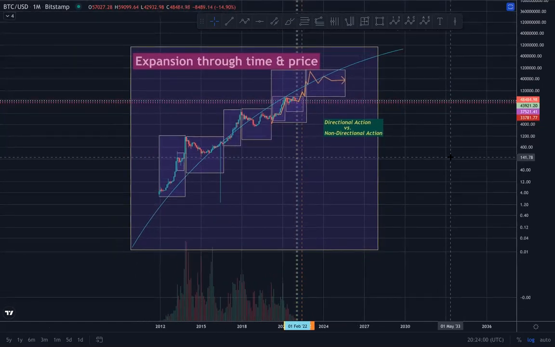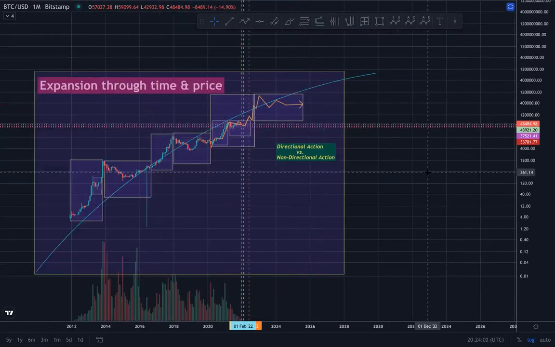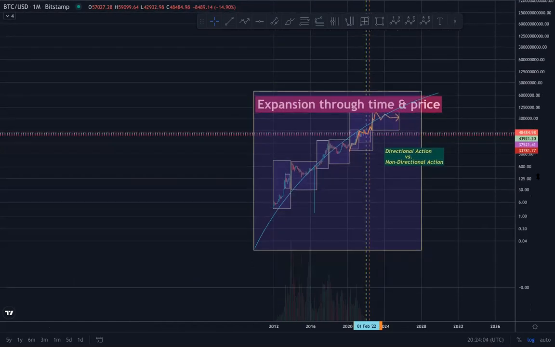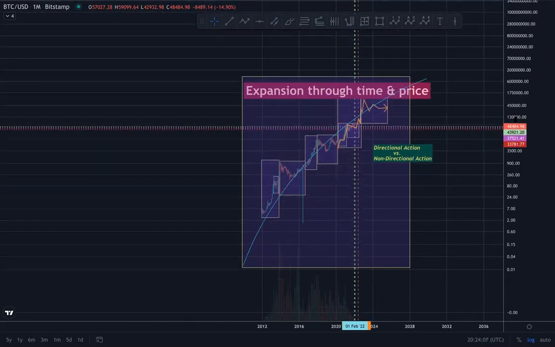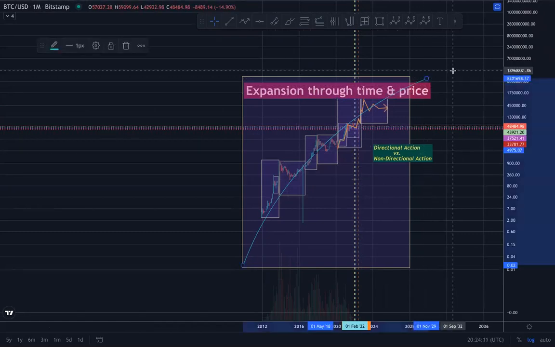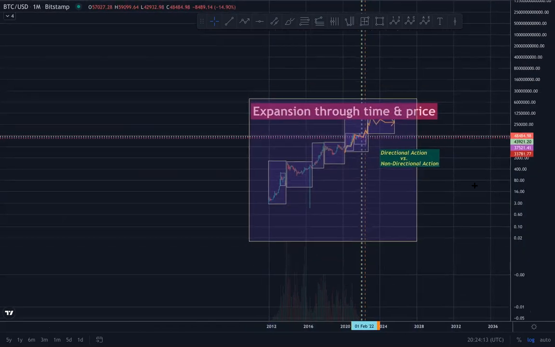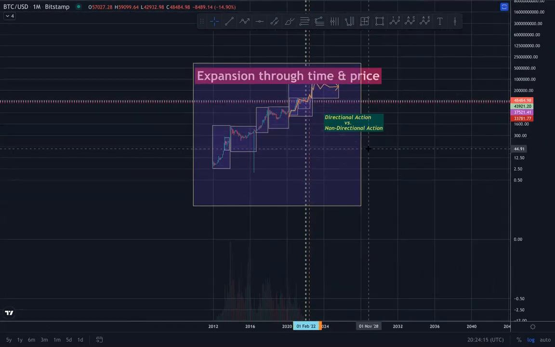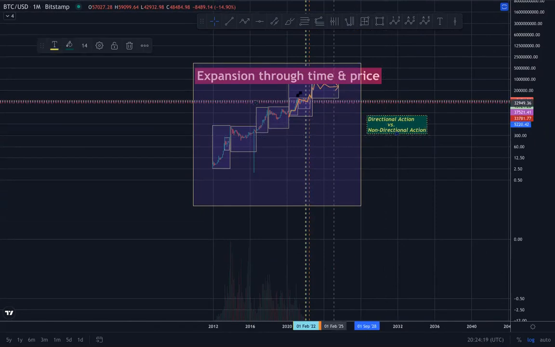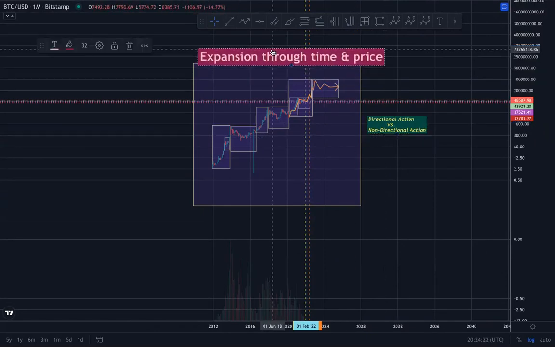to you. So what's this idea? I don't know. See, I changed the orientation of the square, and now the arc has changed. So I'm just going to get rid of the arc. That arc was basically the idea of that price action. So now we're going to get more deep into the directional versus non-directional action, and not so much about the expansion through time and price.